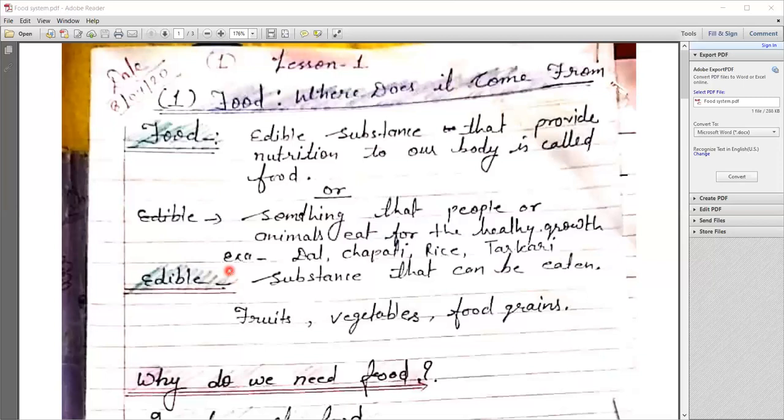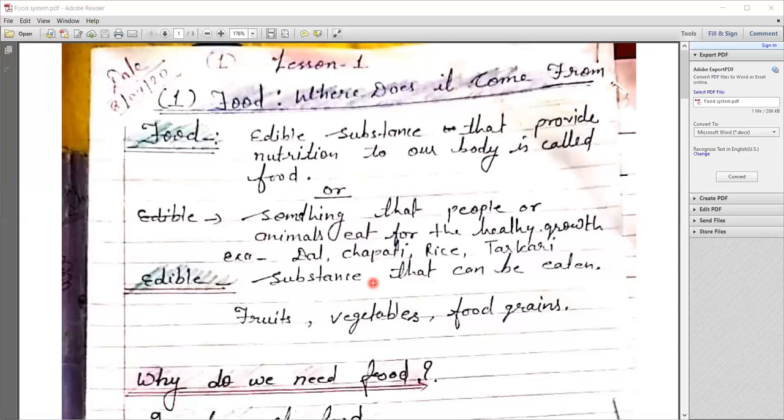So food is edible substances that provide nutrition to our body. Here I have used one word, edible. What do you mean by edible? The substance that can be eaten, like fruits, vegetables, food grains, etc. They are the edible substances which we eat and they provide nutrition to our body for healthy growth.